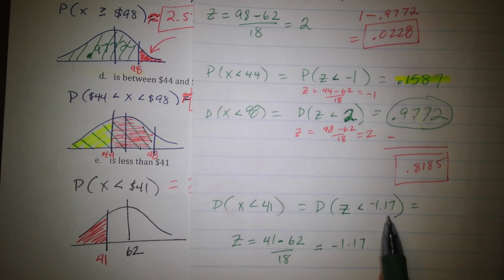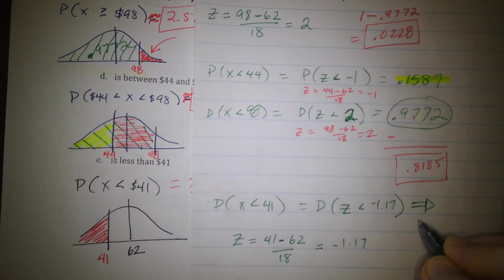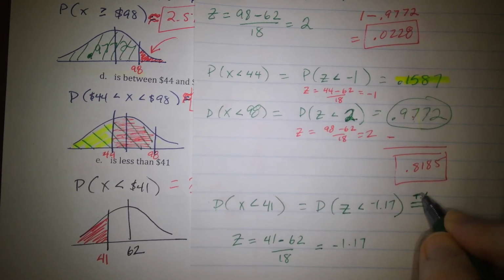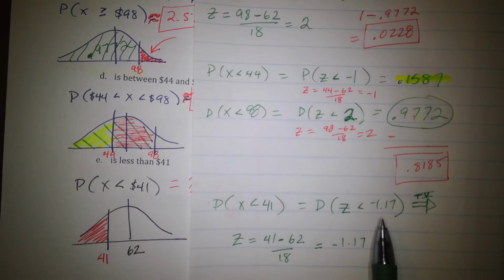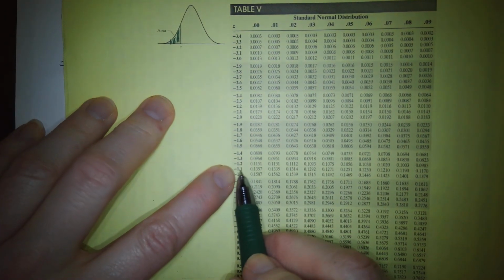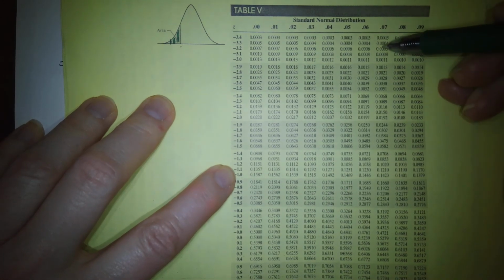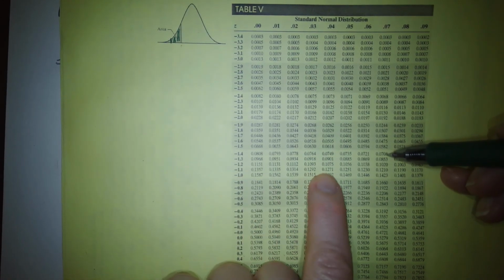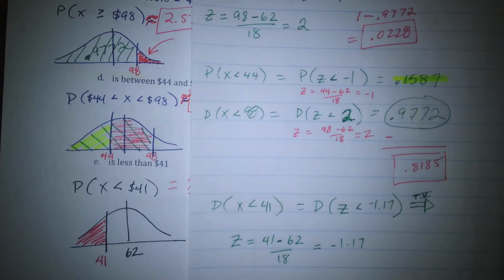So then I go to my table. I'm actually going to put an arrow in here. I'm going to go to table 5. That's not TV, that's table 5. And we're going to look up this z-score to find the probability. So we got to look up -1.17. So here's -1.1, but then I want the hundredths place of 0.07. So where does -1.1 meet 0.07, which is the hundredths place? And it would be this number here, which is 0.1210.